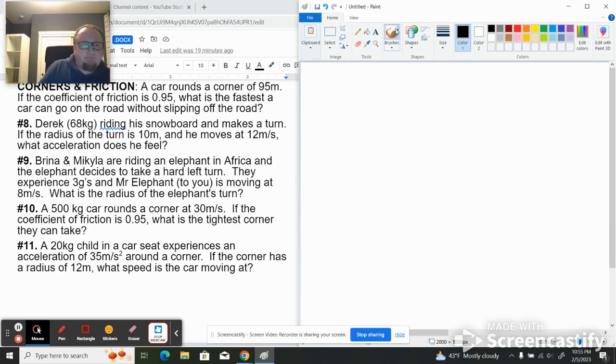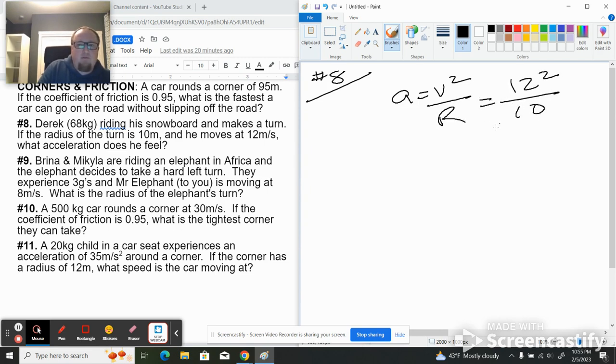So Derek is riding number 8, and the snowboard makes a turn. The radius of the turn is 10, moving at 12. What's the acceleration? Acceleration is v squared over r. So the acceleration is 12 squared over 10, which is 144 over 10, which is 14.4 meters per second squared.